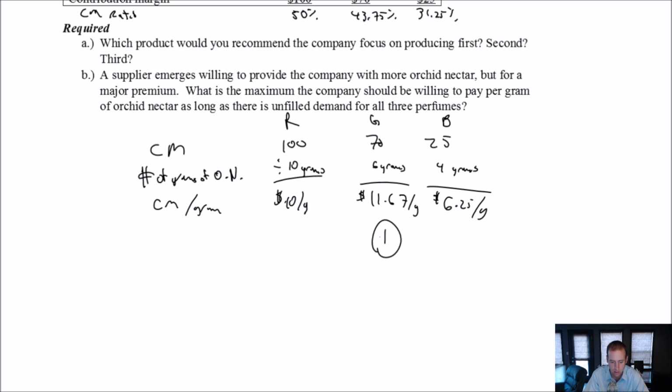For a busy person, it would be hours, or it could be pounds or kilograms of a material. In this case, it's just grams of orchid nectar. So my first choice would be green. My second choice would be red. My third choice would be blue.